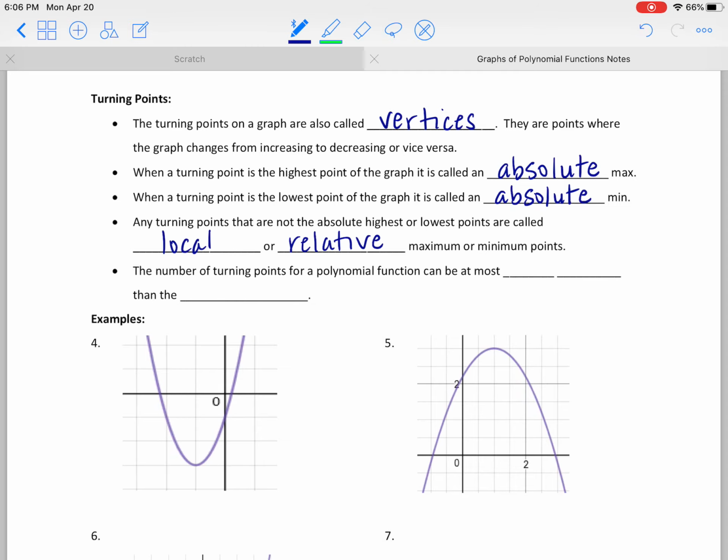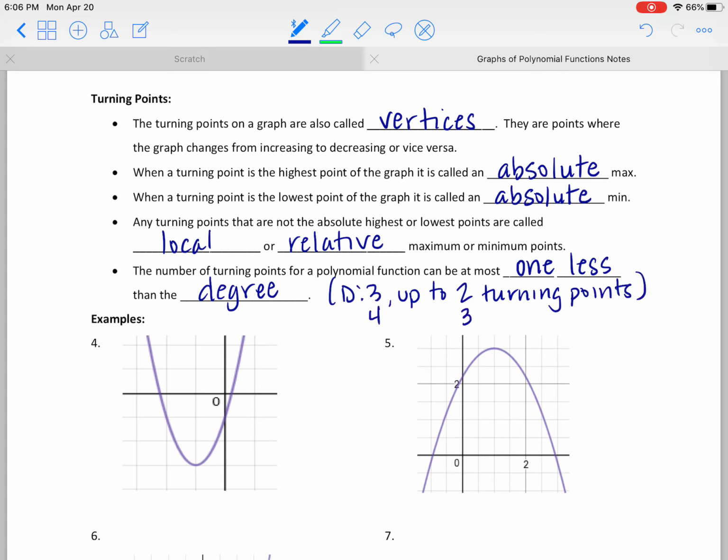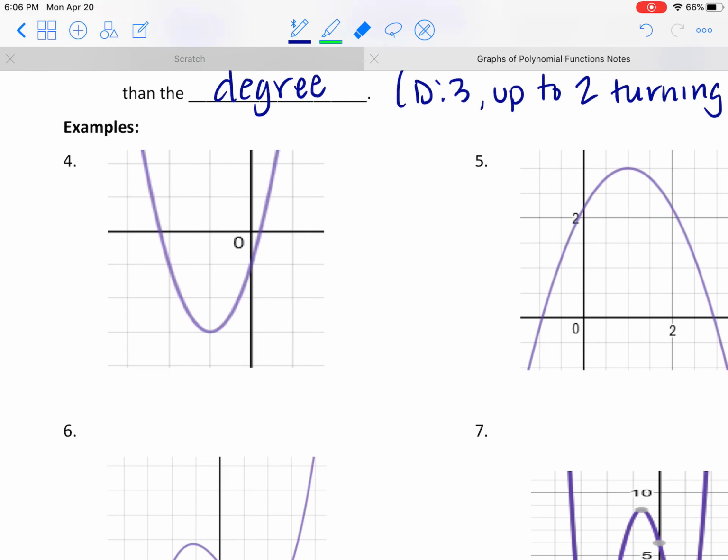And there's again some patterns that happen with the number of turning points in your polynomial functions. The number of turning points for a polynomial function can be at most one less than the degree for that polynomial. So for instance, if you had a degree of 3, you could have up to 2 turning points. Or if you had a degree of 4, then you could have up to 3 turning points. Or degree of 5, you could have up to 4 turning points, and so on. Okay? Just as an example there.